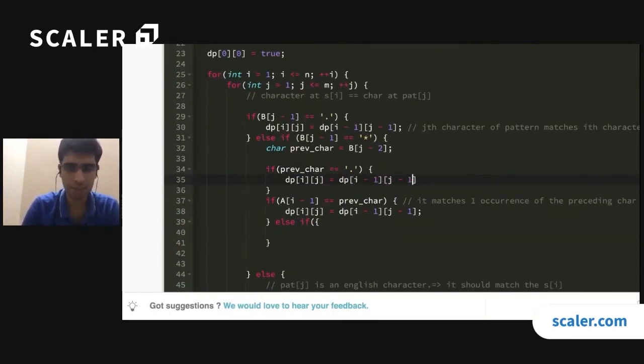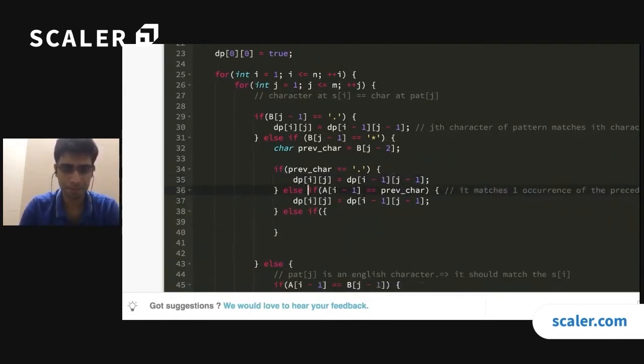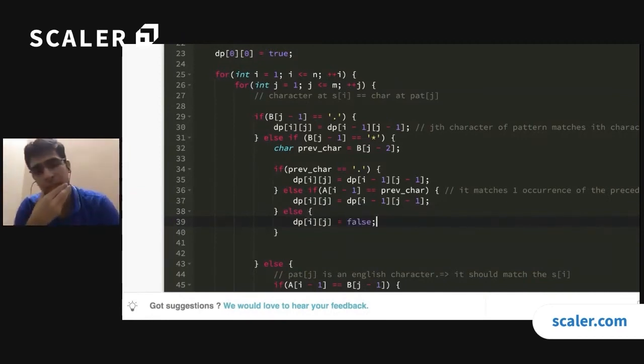That thing is clear. Then I will say else if string i minus 1 is equal to the previous character, then also this is correct. But is there any other case in which this can be true? In this case, dp i j should be false, right? Because it should not match with anything else. Else dp i j should be equal to false, right? Can it match with something?